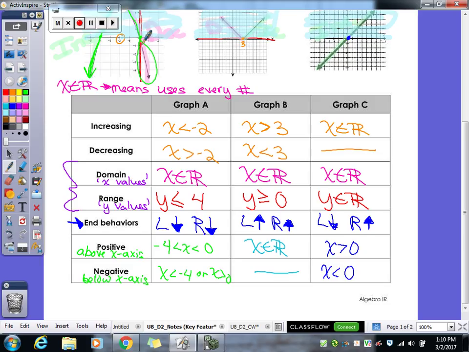So on the back of this, we have some sample questions of how they like to ask about positive, negative, increasing, decreasing, all that good stuff. So let's go take a look.